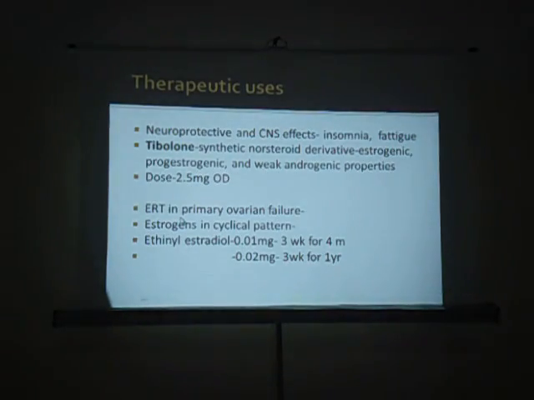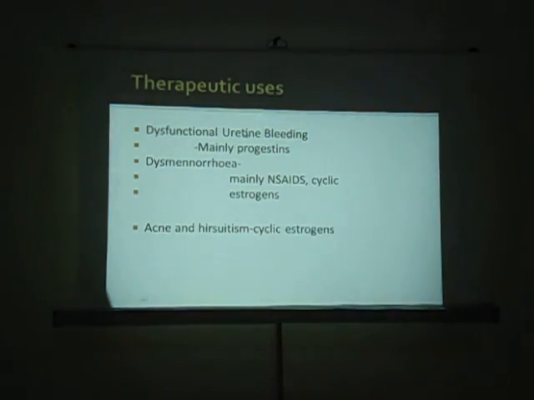So estrogen replacement therapy in primary ovarian failure, and estrogens in cyclical pattern, they are given to regularize the menstrual cycles. Okay, ethinyl estradiol, this is part of the oral contraceptive pills. So dysfunctional uterine bleeding, mainly the progestin find their use, but estrogens are also tried to regularize the cycles there. So dysmenorrhea, painful menstruation, mainly NSAIDs, and some cyclic estrogens are used.